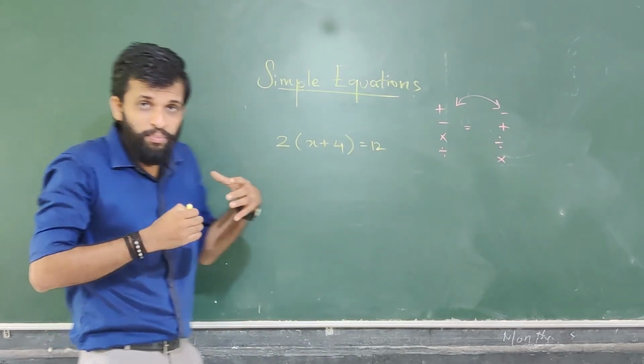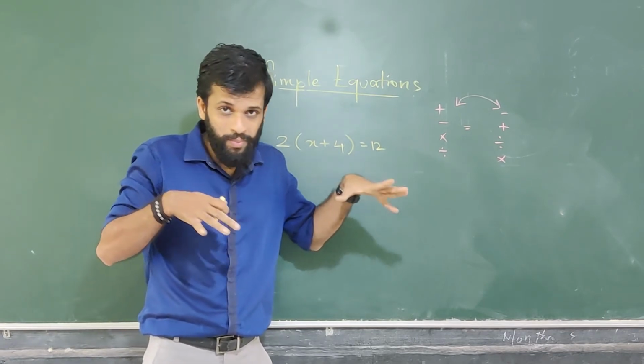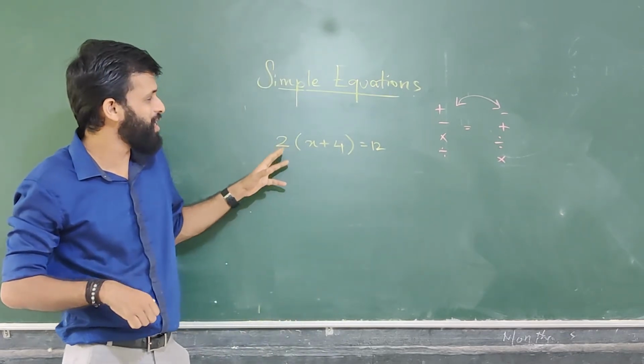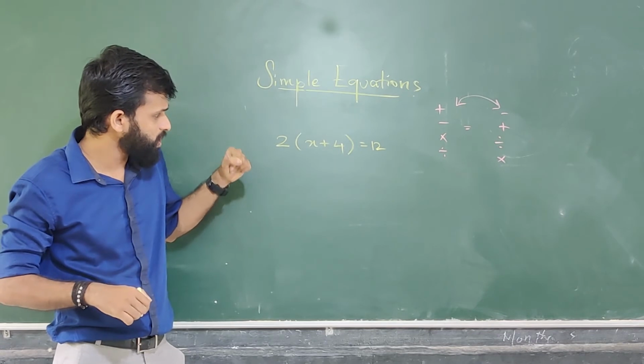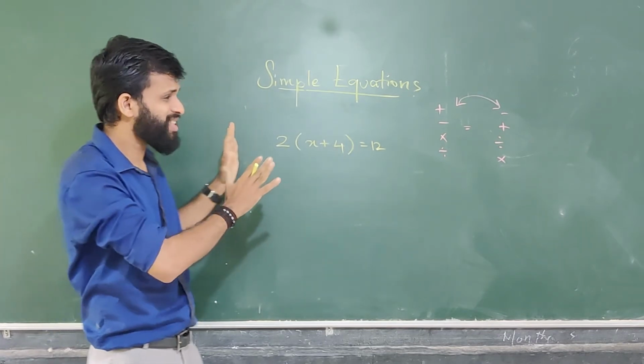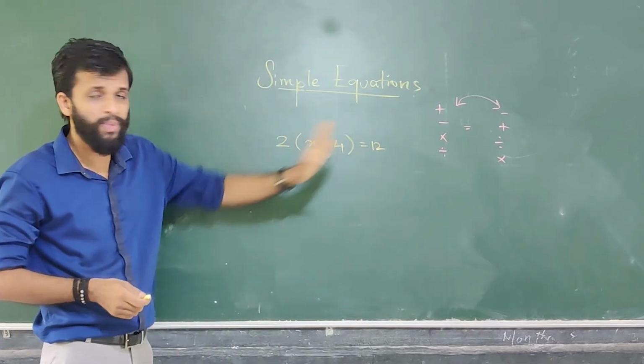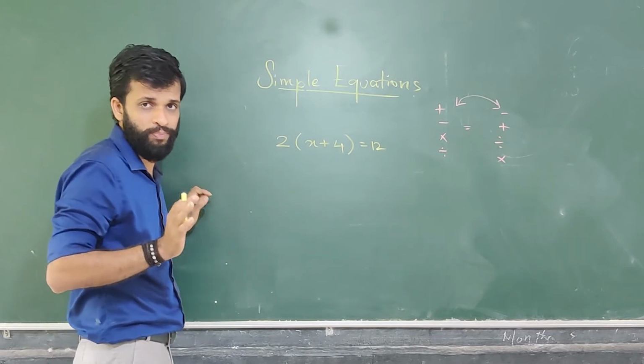Okay, simple equations are trying to be a little bit more complex. So how do I solve this? First of all, there are brackets, there are letters, and this is the first time we are seeing a simple equation with brackets and all. Let's not worry.